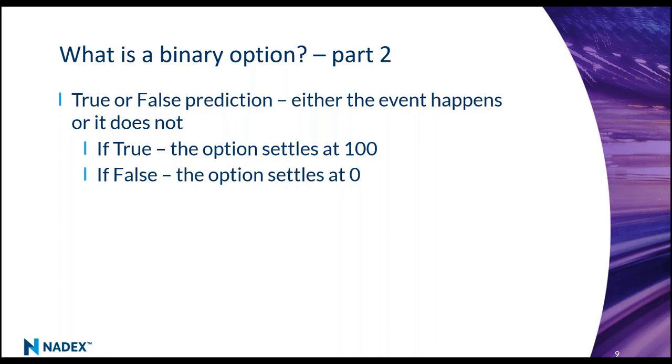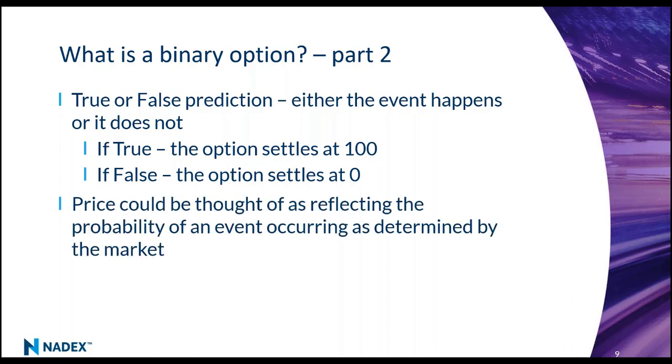And if it's true, it goes to 100. And if it's false, it goes to 0. All right. That is why it's called a binary option. There are only 2 choices. Either it happens or it doesn't happen.